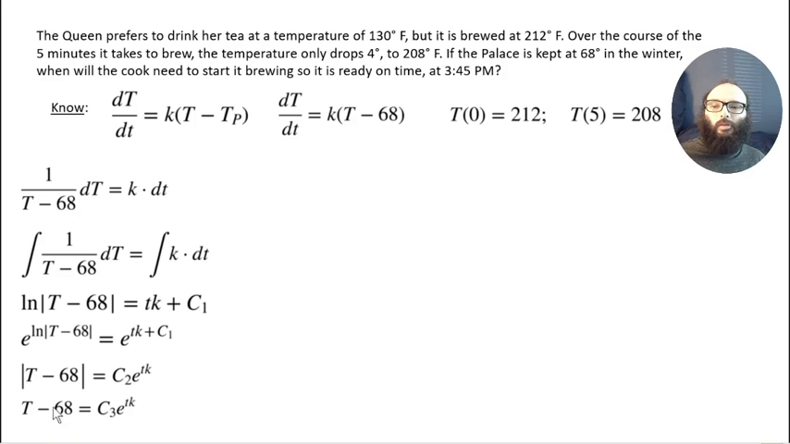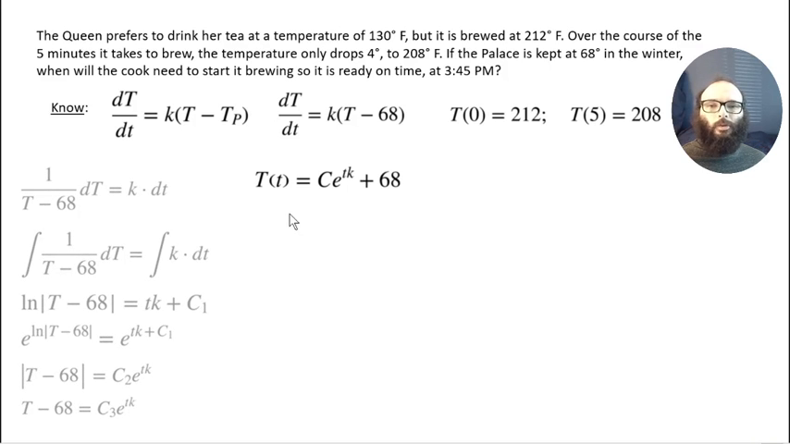And now that we have gotten this far, we're basically there for our general form with two variables with a couple undetermined numbers in it, but we will determine them. So all we have to do is add that 68 to the other side, and we get our general form. The temperature at time t is equal to C times e to the tk plus 68.